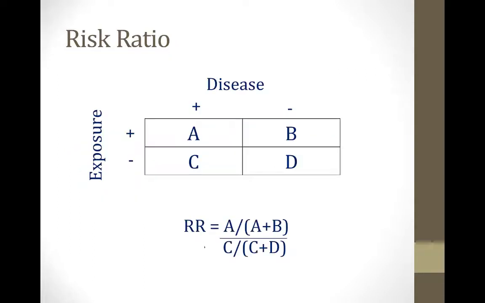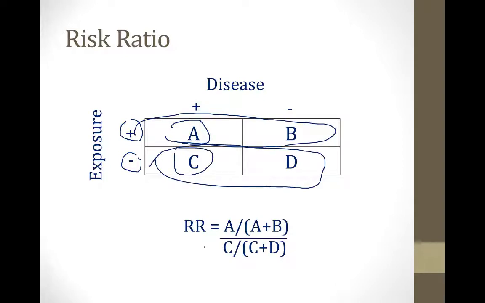So let's go back to our 2 by 2 table and talk about how to calculate a risk ratio. It's going to be the risk of disease among the exposed, which is the top row, divided by those unexposed, which is the bottom row. So the top row is going to be A divided by A plus B, and the bottom row is going to be C divided by C plus D. So it's just a ratio of the two risks, top divided by bottom.